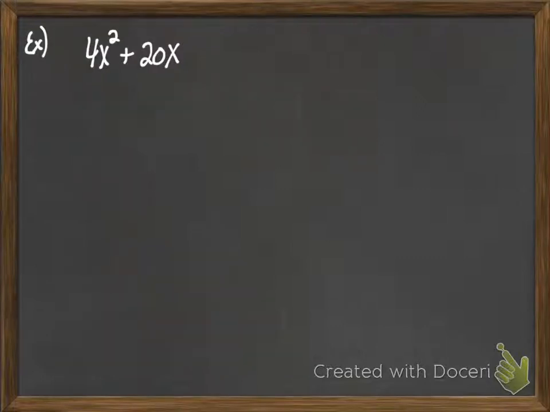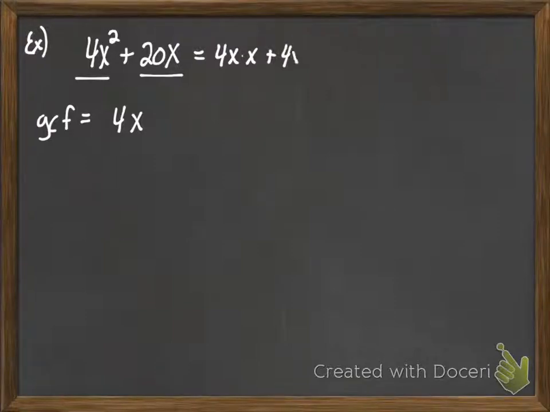Consider the expression 4x squared plus 20x. As we look at those two pieces, 4x squared and 20x, we can conclude that the GCF for 4 and 20 would be 4, and for x squared and x would be an x. So now we can take that 4x squared plus 20x, and rewrite it as 4x times x plus 4x times 5. Right, just rewriting the 4x squared and the 20x.